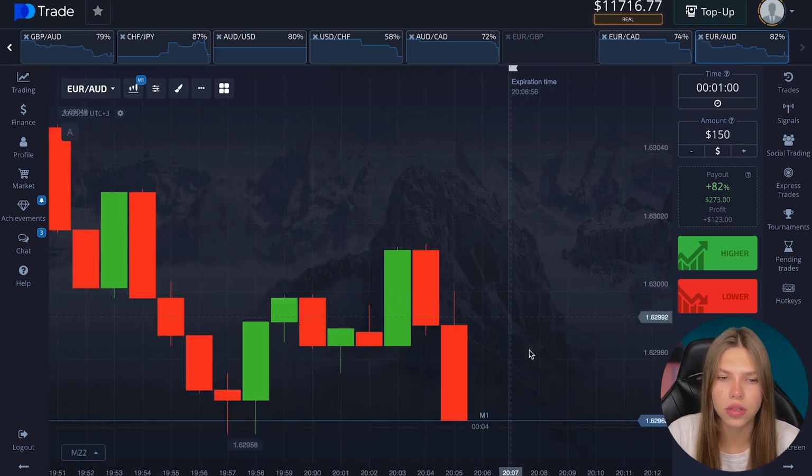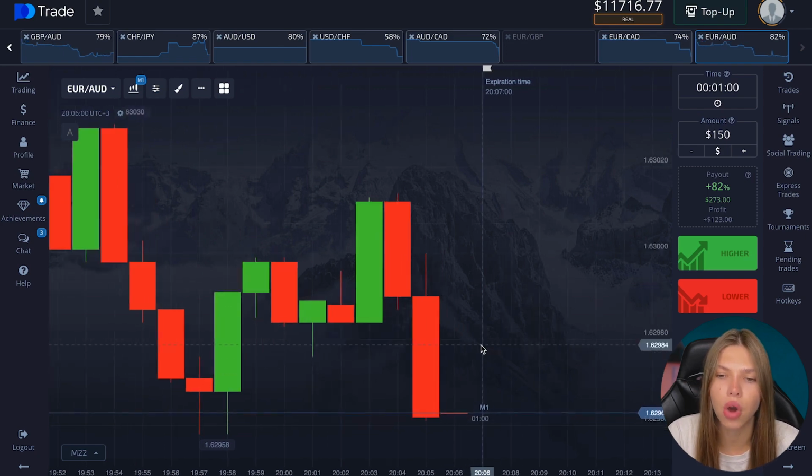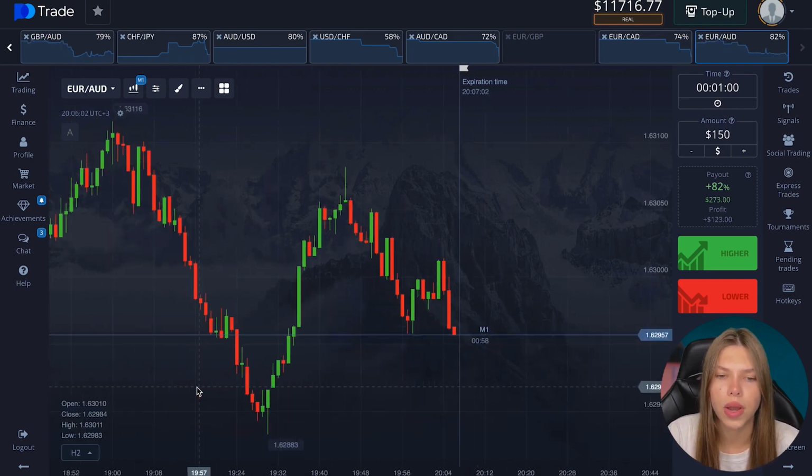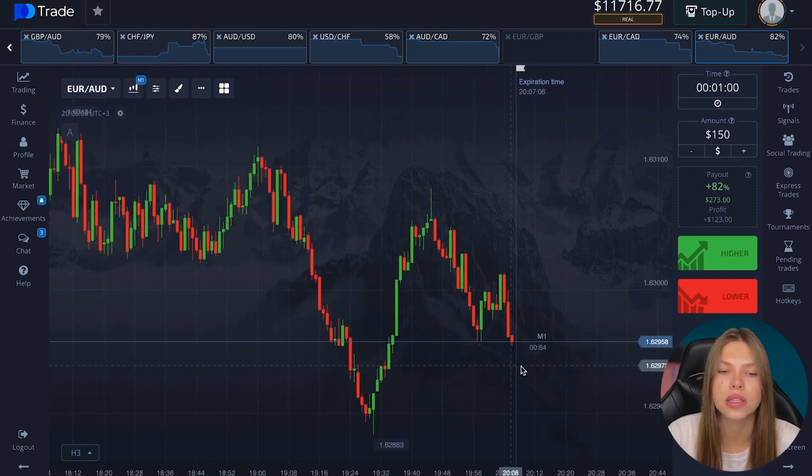I wait for the entry point when I understand that now there is a high probability of a rollback to the top without breaking through the minimum. So, respectively, the movement will continue exactly downwards for me. This is like an input signal.